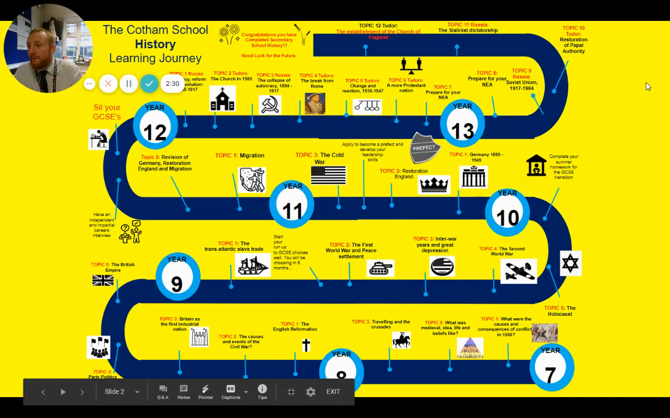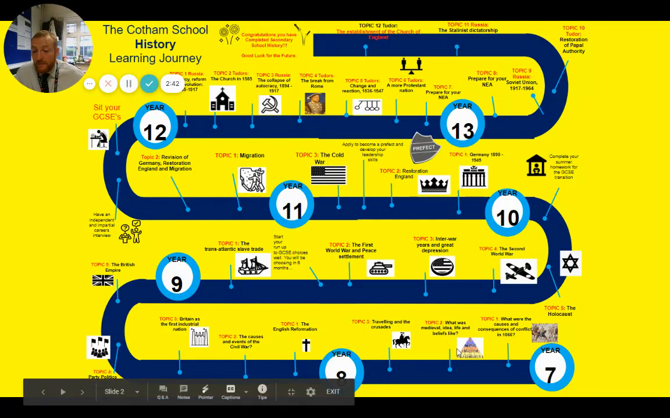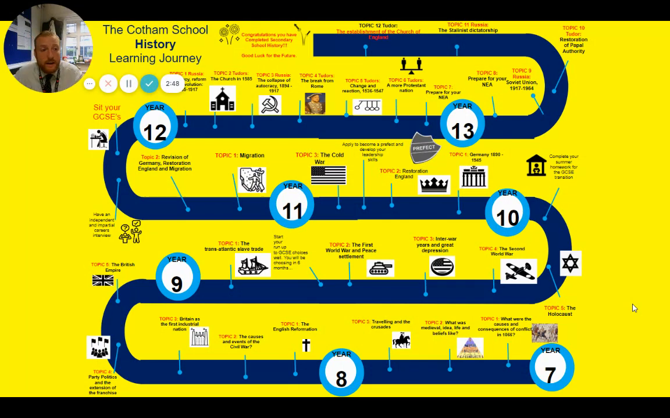In terms of the history learning journey, Year 7 starts with what the causes and consequences of the conflicts in 1066 were. What was the medieval idea, life and belief like? And then we have a look at travelling in the Crusades, the interactions between Arabic speakers and 1066 medieval England, both positive and negative.